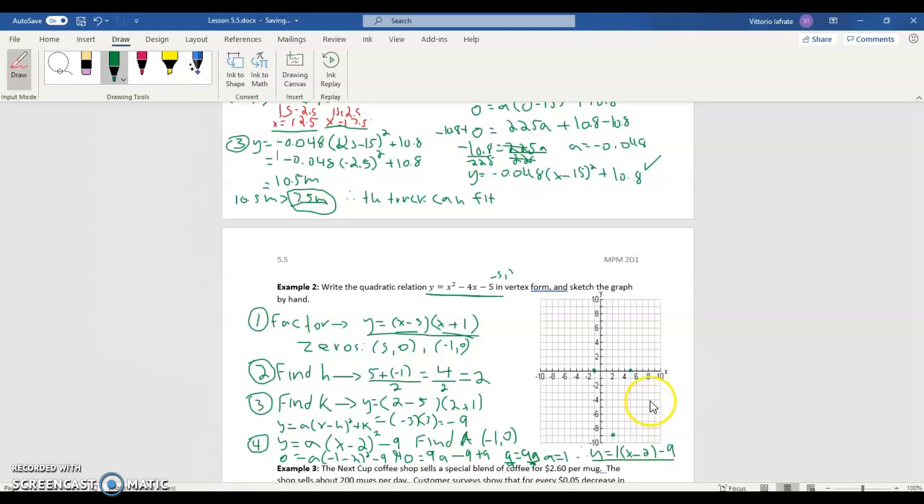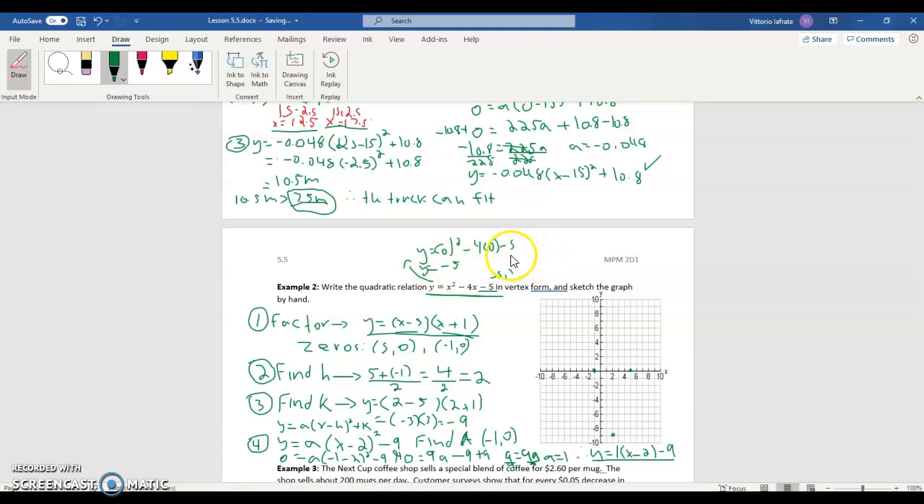Now, to draw it, I do have enough points, but I can use one more just to be more precise with where I'm going. Remember in the standard form, this is your y-intercept. And if you don't believe me, we can try that out. So to find my extra point to plot here, I'm going to do my y-intercept where x is equal to 0. So y is equal to 0 squared minus 4 times 0 minus 5.